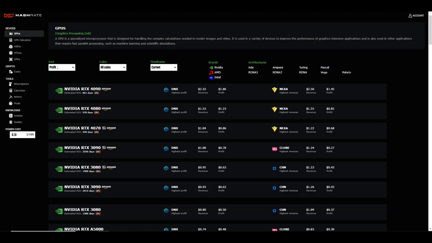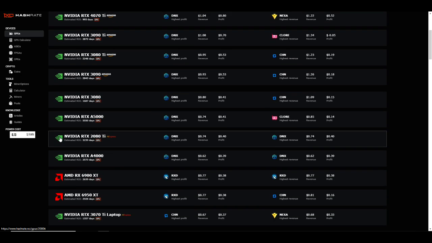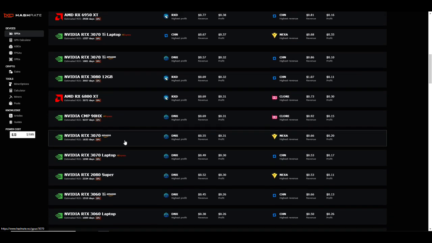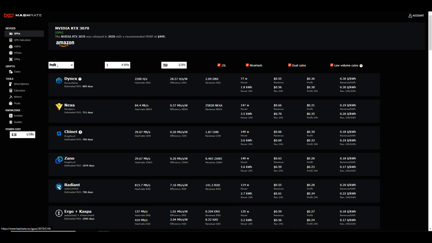So let's take a look at hashrate.no real quick. I want to set this to 13 cents per kilowatt hour. We're going to find a single 3070. Let's change that to 13 cents.